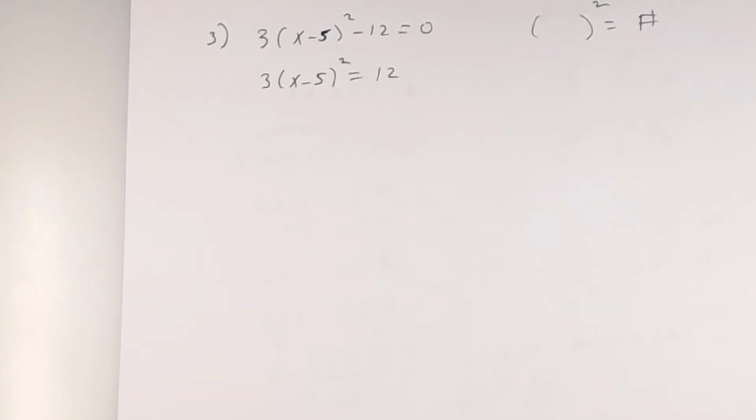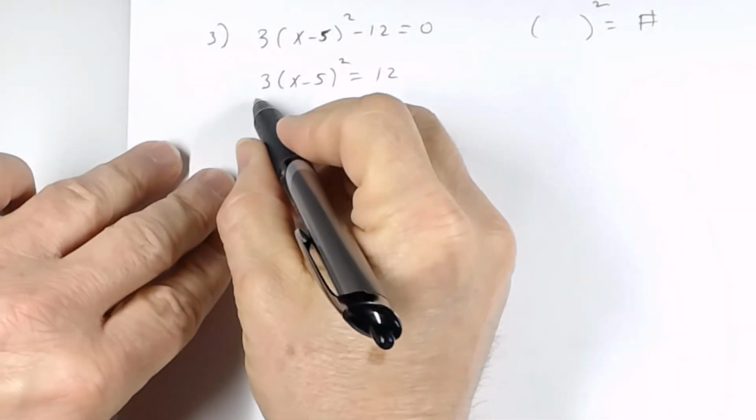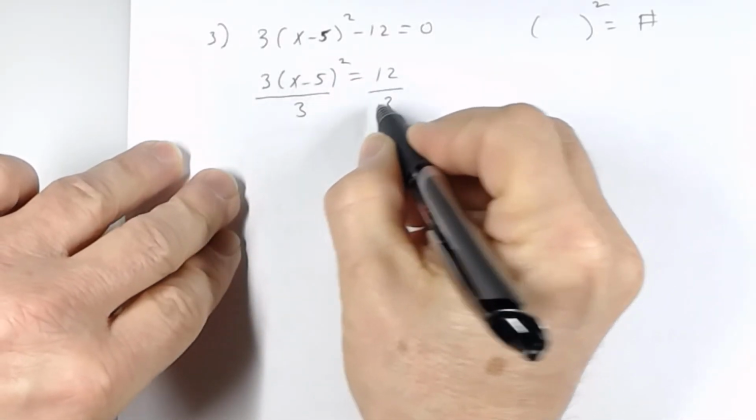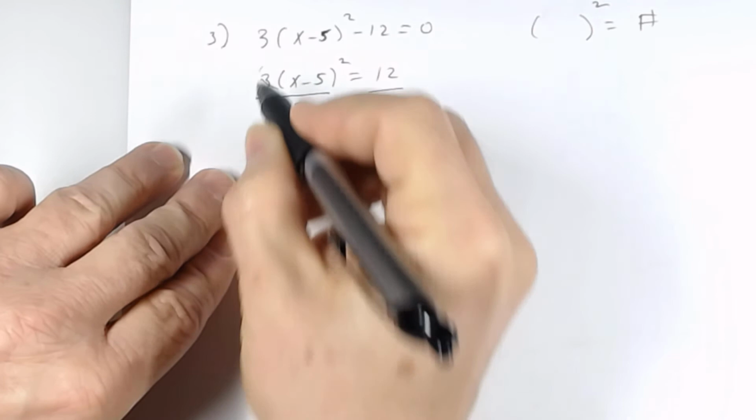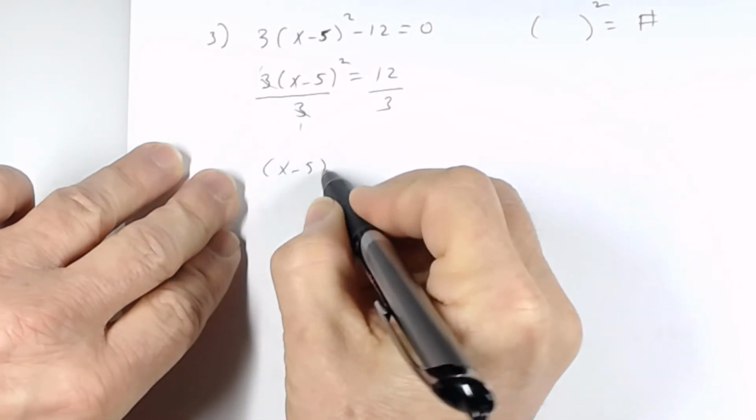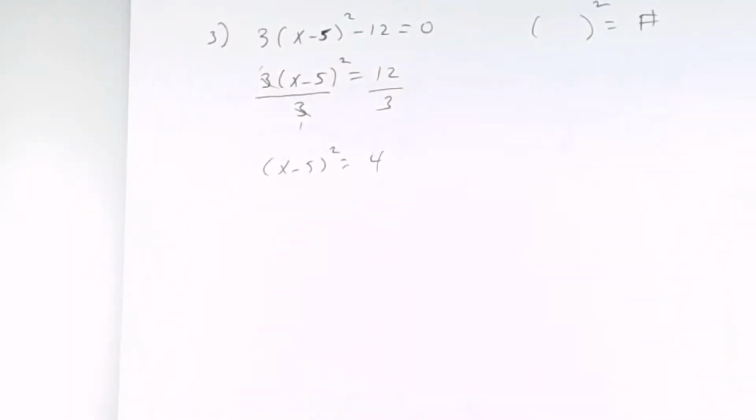So what's the next step? Divide by 3. And now 3 into 3 is 1, right? So I get x minus 5 squared equal 4. So that's where I'm at. Now what's the next step? Square root. Take the square root of both sides. So you got to show that though. You got to show the square root being you taking the square root of both sides, not just the left, not just the right. Mathematically, it must be both sides.